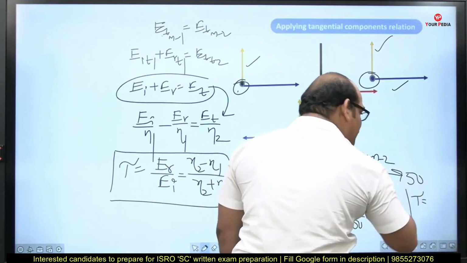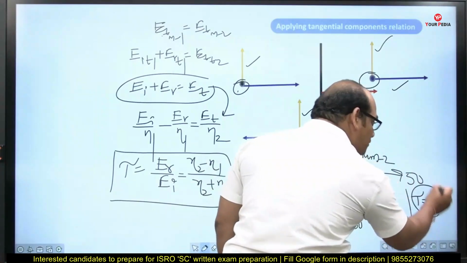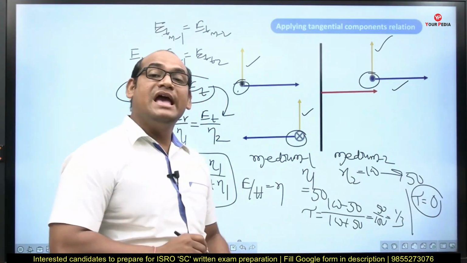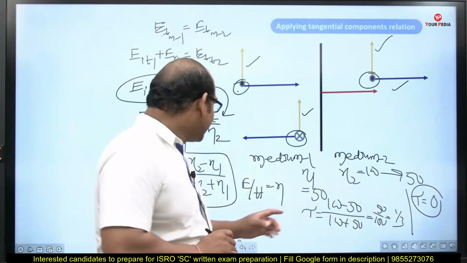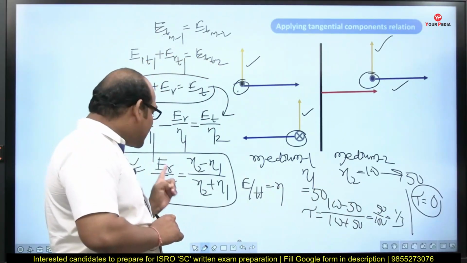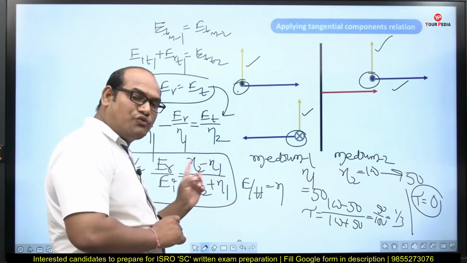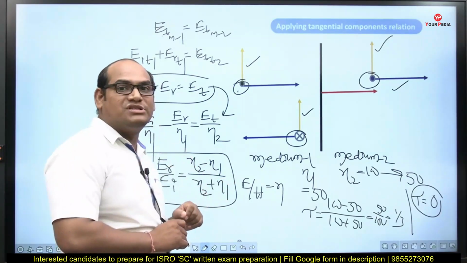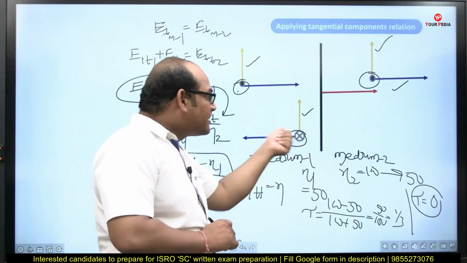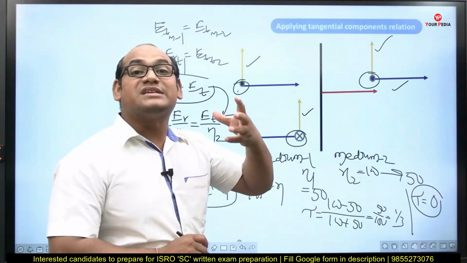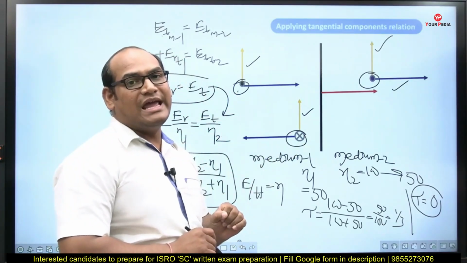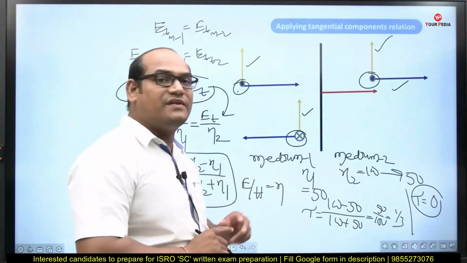50 minus 50 means you will get 0. That means the reflection coefficient is 0. Reflection coefficient is 0 is nothing but ER by EA is equal to 0. If you cross multiply, ER is equal to 0. ER is equal to 0 means the reflected wave is 0. That means reflections are 0. This concept is very important.